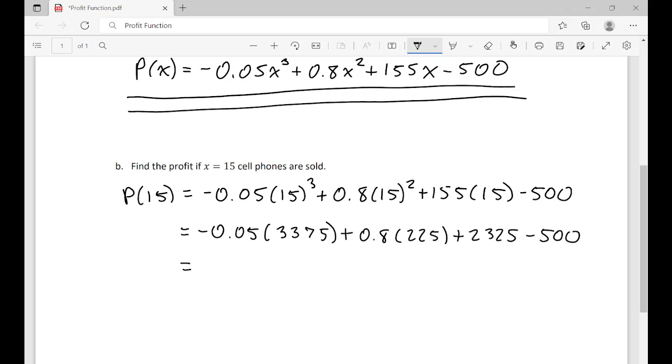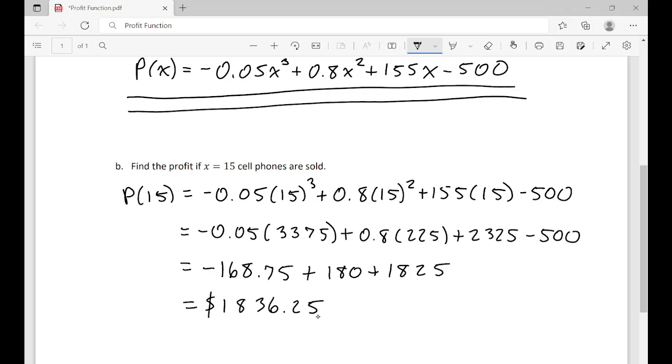So multiply the parentheses together, and first we're going to get negative 168.75, and then 0.8 and 225 is going to give us 180, and then combine 2,325 and negative 500. That's going to give me 1,825. Finally, I can just combine all of these at one time, and when I do, I'm going to get 1,836.25. And since we're dealing with money, I can say that the profit here is $1,836.25 when 15 cell phones are sold.